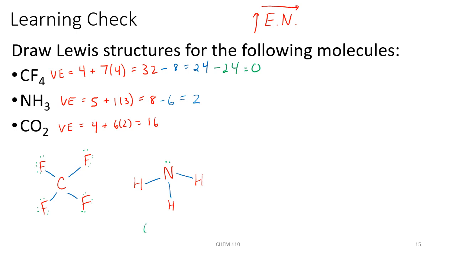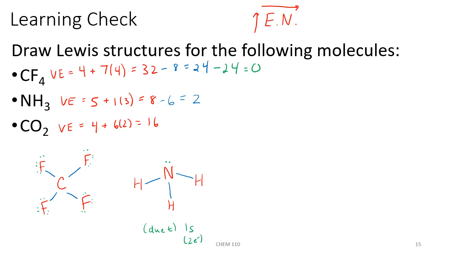Hydrogen follows something known as the duet rule, where it only needs 2 electrons to be happy because the only orbital hydrogen has is a 1s. Therefore, it can only fit 2 electrons in that 1s orbital. So hydrogen is kind of the exception to the octet rule.